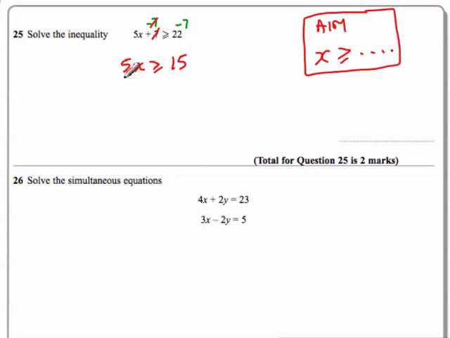Next, we want to get rid of the 5. Well, there's a times sign in here, isn't there, between the 5 and the x. This means 5 times x. So the opposite of timesing is dividing. So I'm going to divide both sides by 5. And I end up with those cancelling out. And x is more than or equal to 15 divided by 5 is 3. So x is more than or equal to 3.